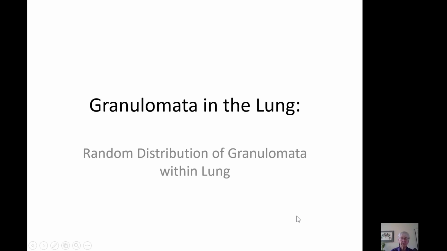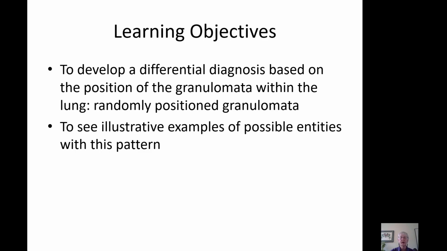This is part of the Lung Pathology and Easy Bites series. This section involves a discussion of granulomatous inflammation, and this specific session addresses granulomata which have a random distribution within the lung. So the learning objectives are to develop a differential diagnosis when the granulomata are randomly distributed and to see illustrative examples of entities with this pattern.